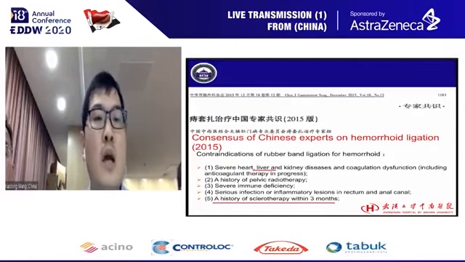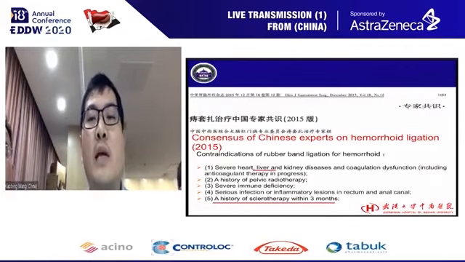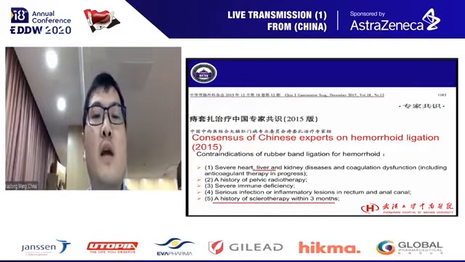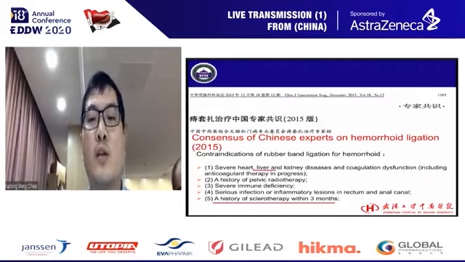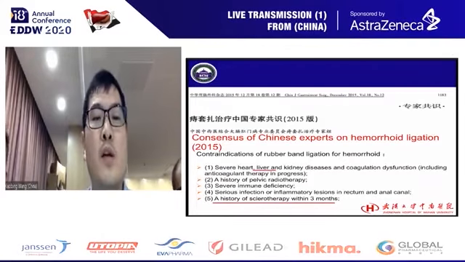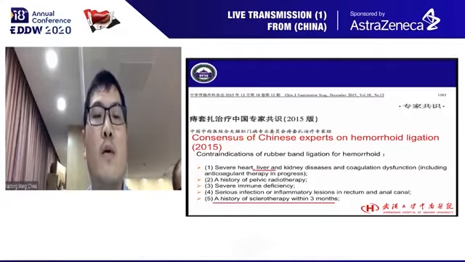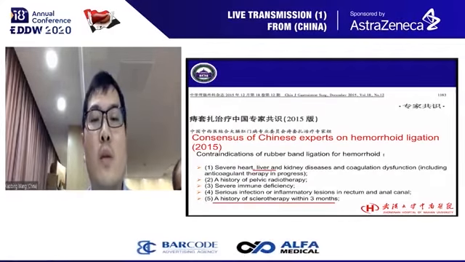In addition, the consensus of Chinese experts on hemorrhoid ligation 2015 gives some contraindications of rubber band ligation for hemorrhoids, including severe heart, liver, and kidney diseases and coagulation dysfunction, including anticoagulation therapy in process, a history of pelvic radiotherapy, severe immune deficiency, serious infection or inflammatory lesions in rectum and anal canal, and a history of sclerotherapy within 3 months.